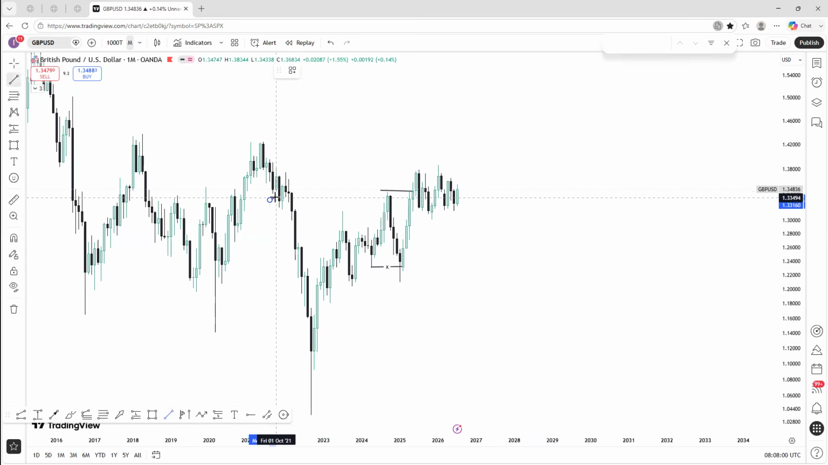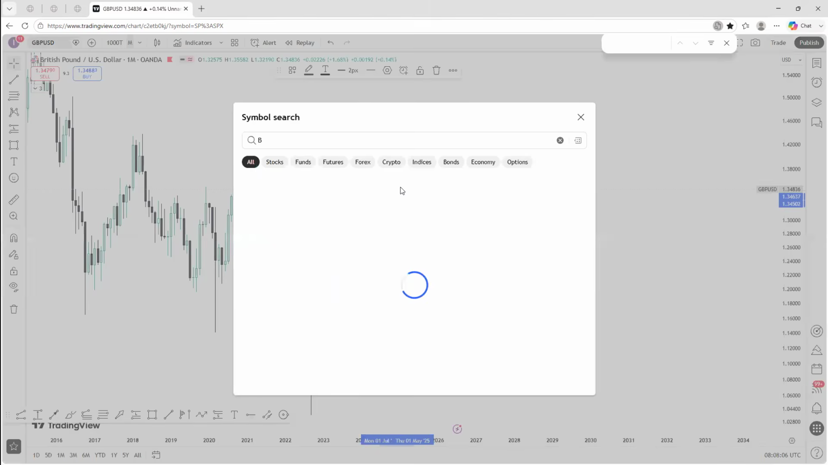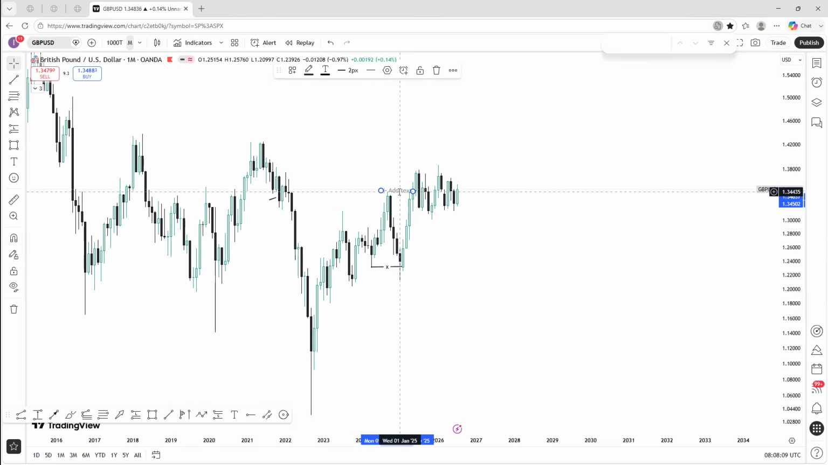So let us put it out very clear. Breaking of structure means continuation of trend. So if you get breaking of structure upward, it means continuation of uptrend, like that. Okay, so that is breaking of structure.